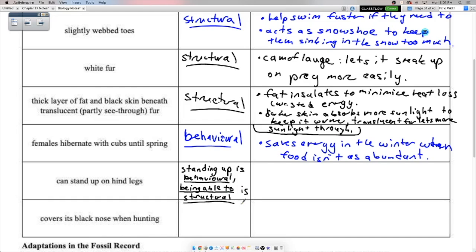So standing up is definitely a behavior, but being able to stand up is a structural. Either way, how does that help it survive? Well, if you can stand up in the Arctic, which is relatively flat, you can see a long ways. You can see lots of prey. You can see even potential predators, although there's not many predators for a polar bear other than humans, right? But you can see all of it.